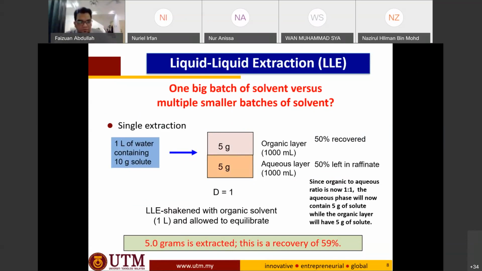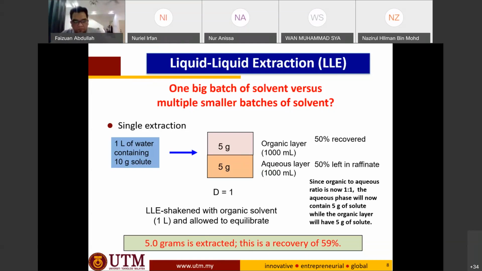For example, in the single extraction, we use 1 liter of water containing 10 grams of solute. At the first stage, the organic layer with 1 liter of the solvent, 1 liter of water. For example, we recovered 50%. Meaning that if we consider that our water sample is homogeneous with the analyte, with the solute, we get 5 grams of the analyte, and the balance of the analyte inside the sample is 5 grams, right?